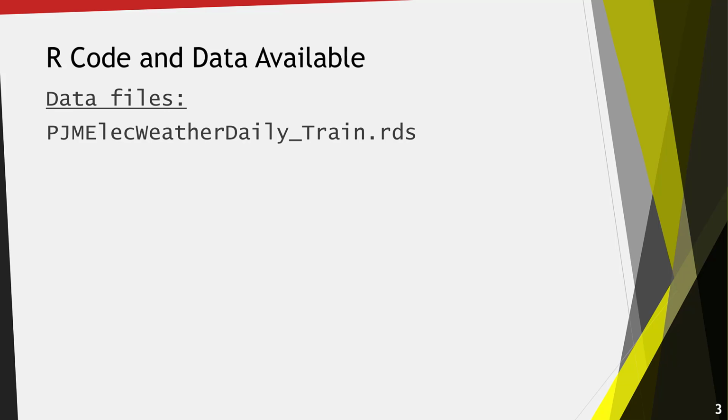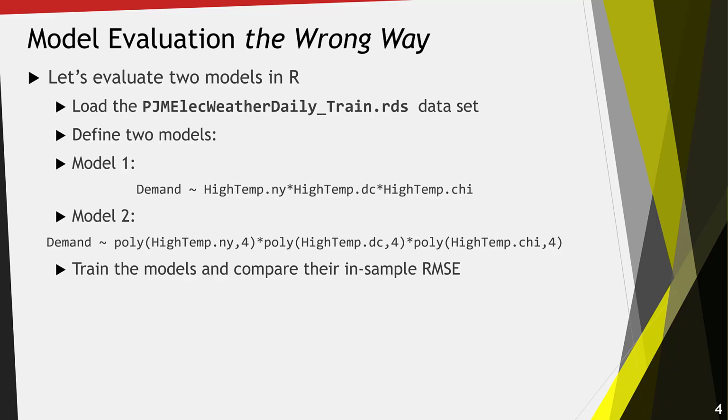You'll need the PJM elec weather daily _train.rds data file. Before we get to model evaluation using cross-validation, we're going to do it the wrong way, which is evaluating in sample. So to get started with that, let's evaluate two candidate models in R. We'll load the PJM elec weather daily _train.rds dataset, and we're going to define two models.